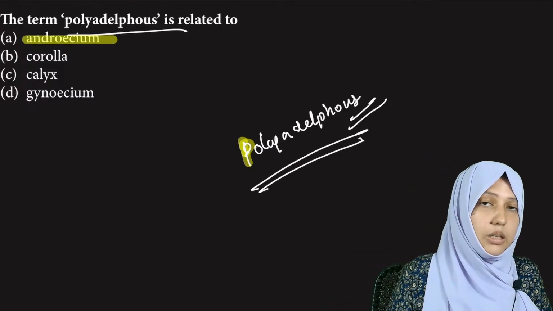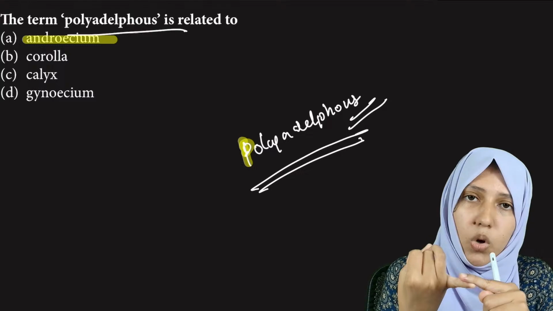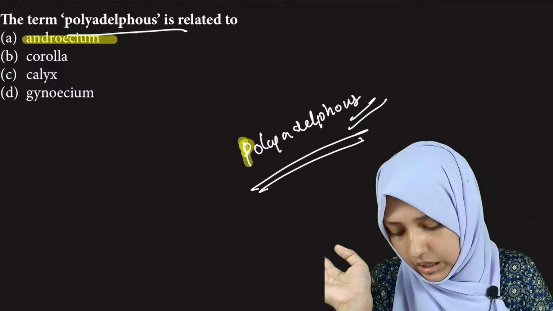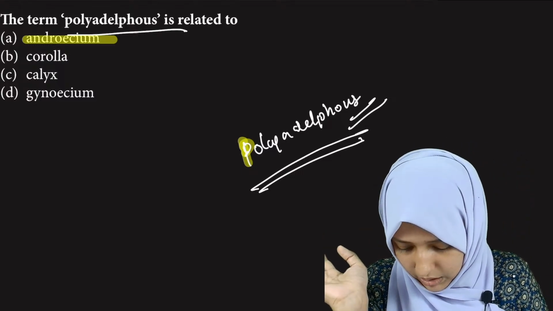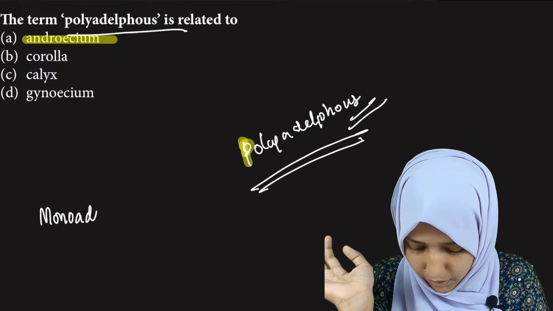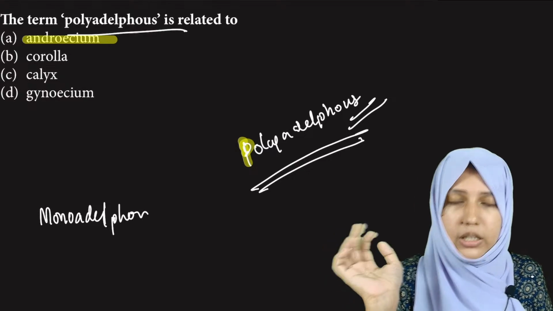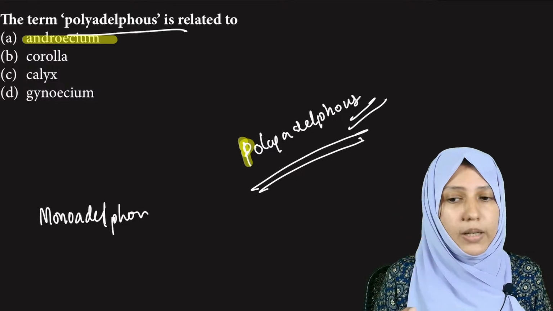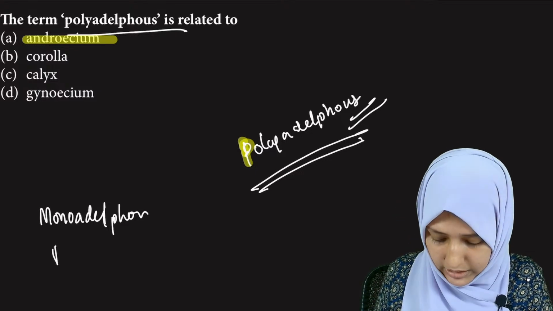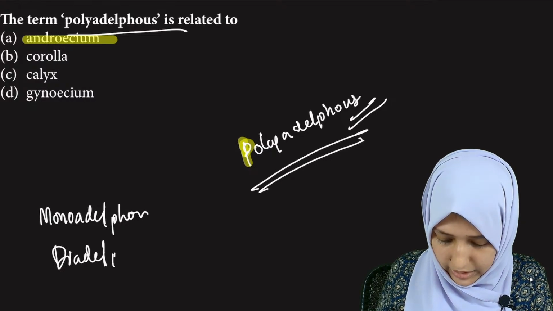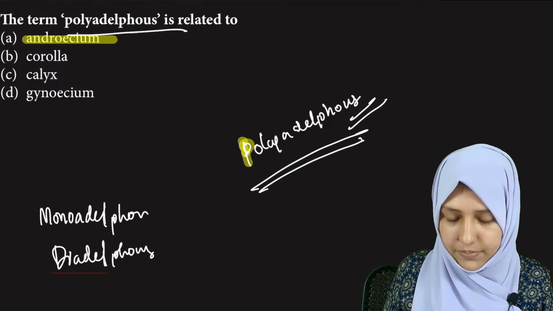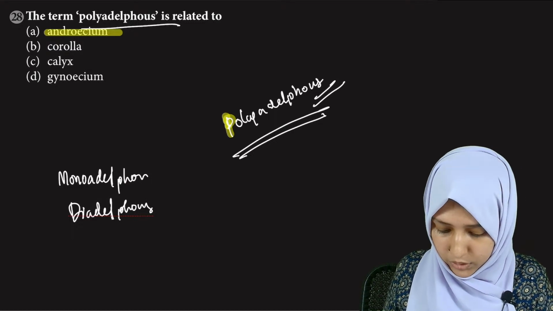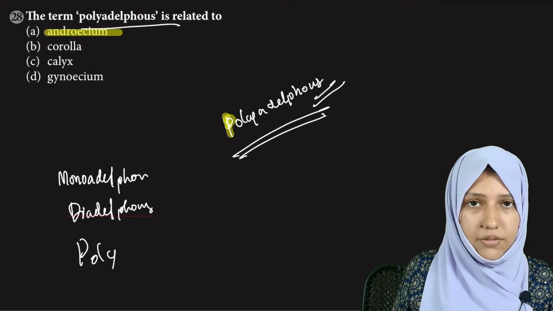And now we will see more about androecium. If it is fused, it can be of fusion in varying degrees, right? If they are fused to form a single bundle, then they are known as monoadelphous. If they are fused to form two bundles, then they are known as diadelphous. Okay, clear? And if they are fused to form more than two bundles, then they are known as polyadelphous.